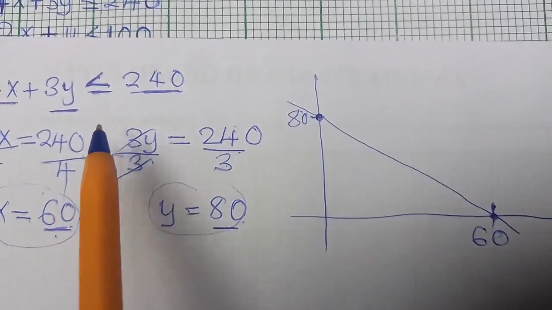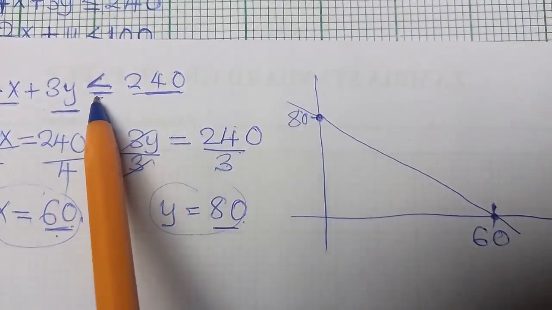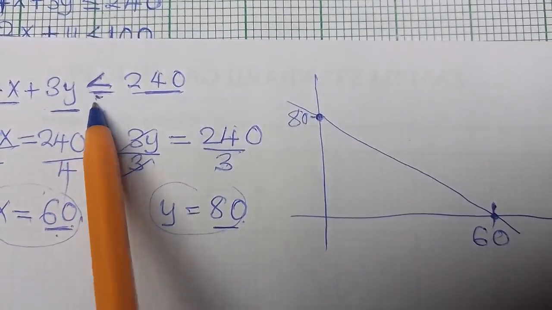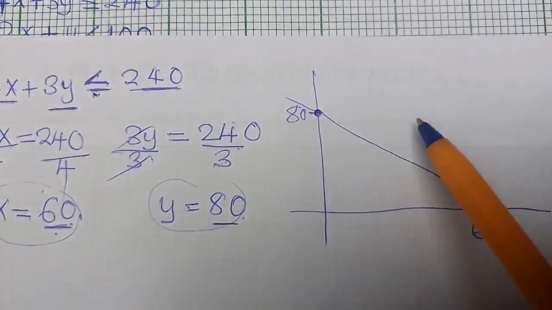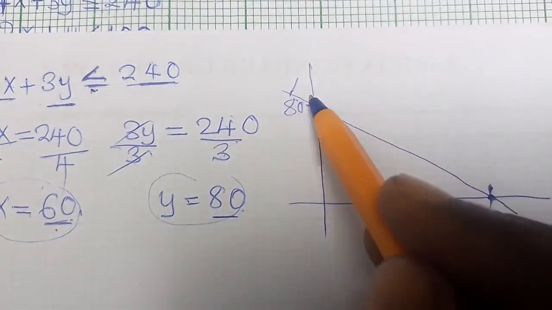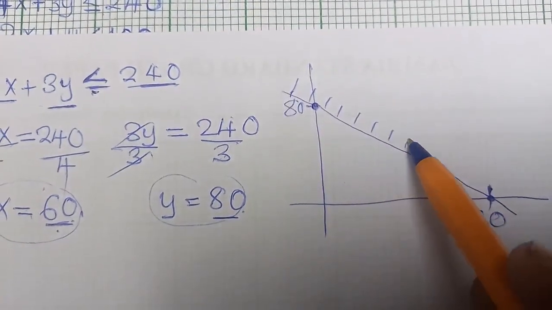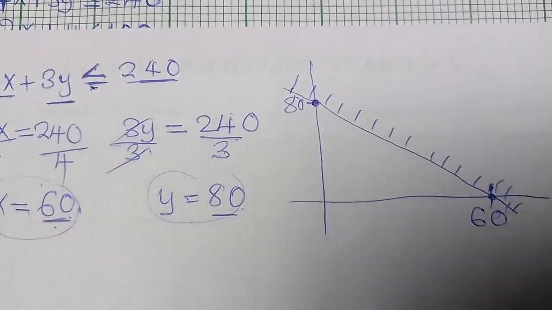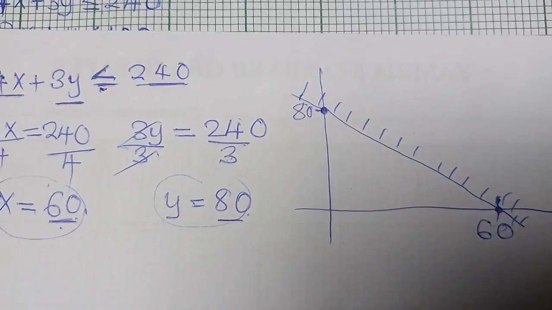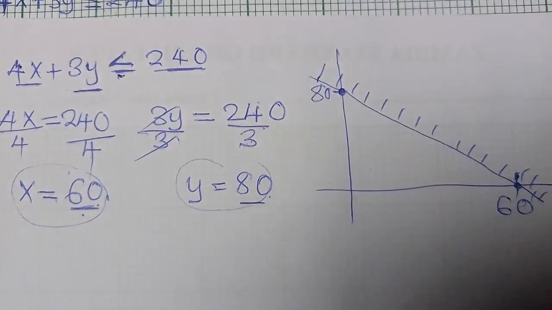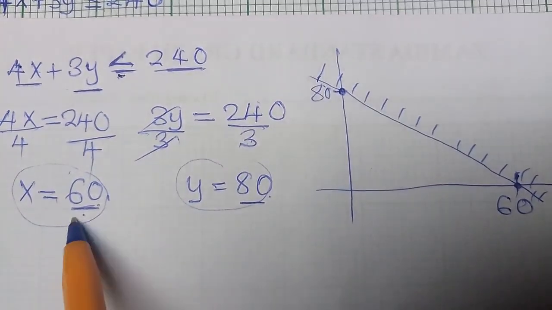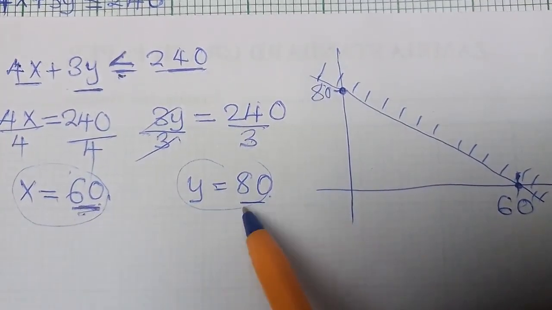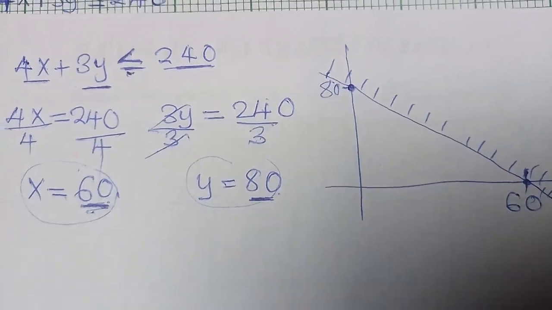Then which inequality is there? The inequality which is there is what? Less than. So less than it is here, so I shade the greater part. I'm going to shade that part there. So I'm just giving you a picture of what I'm doing on the graph. Maybe you are not able to see clearly. So this is what I'm going to do on my graph. So I go where x is 60, then y is 80. Then I join them.